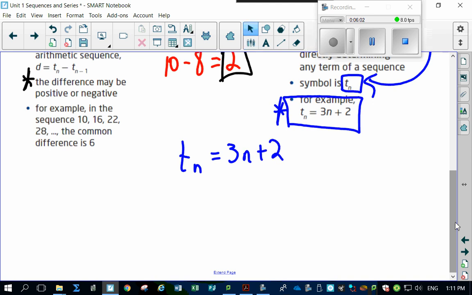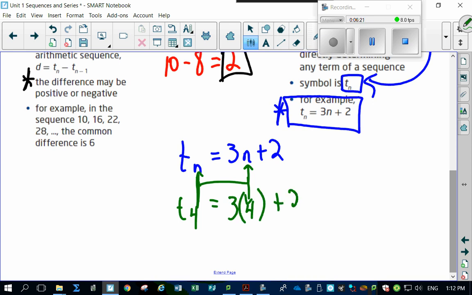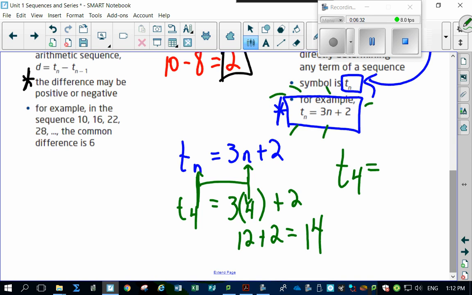Well, that's easy enough to do because all I have to do is say, oh, I want term, I don't know, let's try to find term 4. Okay, what does that mean? Well, look at this. Wherever there was an n, that has to be replaced with a 4. So this would be 3 times 4 plus 2. 3 times 4, that's 12, plus 2, guess what? That works out to be 14. So your fourth term in this sequence, specifically this one, is 14.